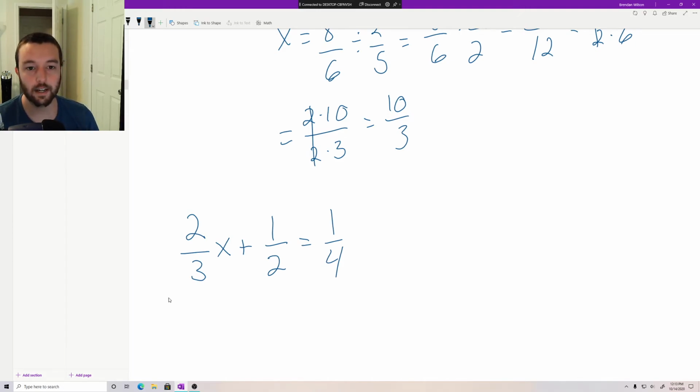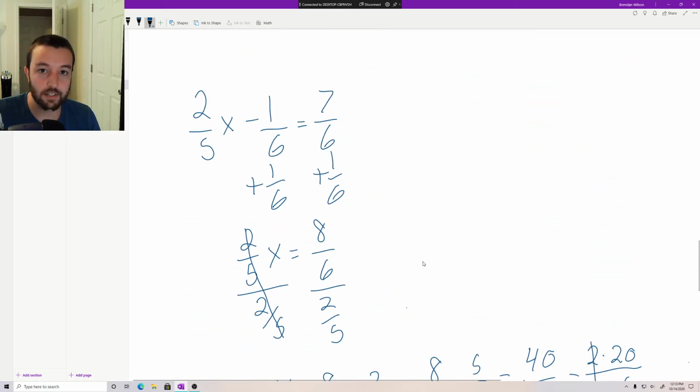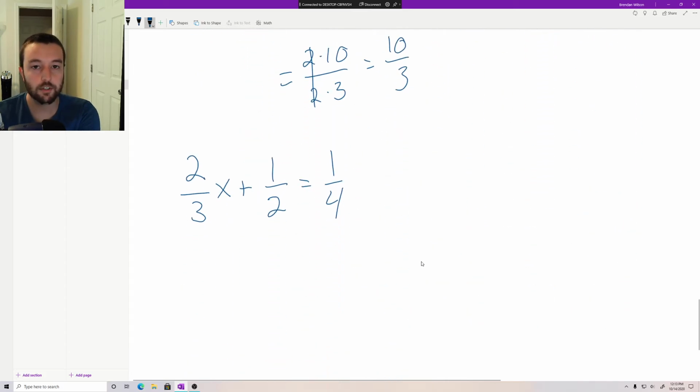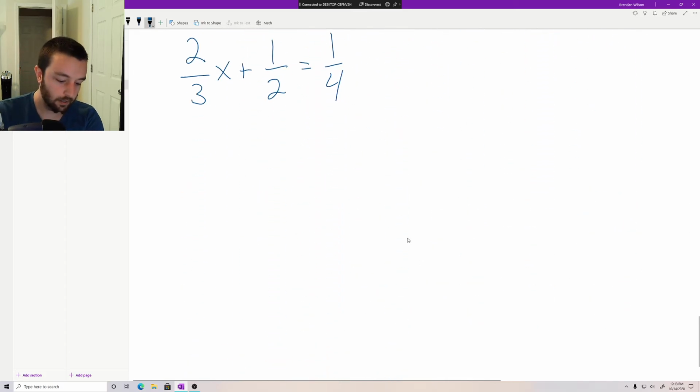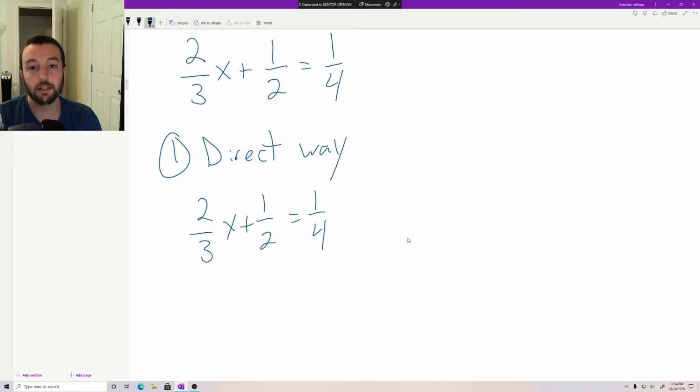Now everything has a different denominator. Here it wasn't an issue because when we went to add the fractions, they had the same denominator. So there's 2 ways we could do this. One is the direct way. Okay. So let me show the direct way first. The way that we would just think naturally to do it based on the last problem. Okay, if we did 2/3 x plus 1/2 equals 1/4. Well, if we just try to do it like the last problem, we would first subtract 1/2 from both sides.